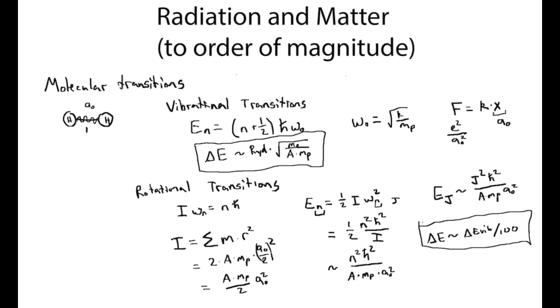So that's it. To order of magnitude, we derive the energy levels and therefore the interaction with photons for atoms and molecules, ranging from electronic transitions, fine structure transitions, hyperfine transitions, and then for molecules, vibrational and rotational transitions.